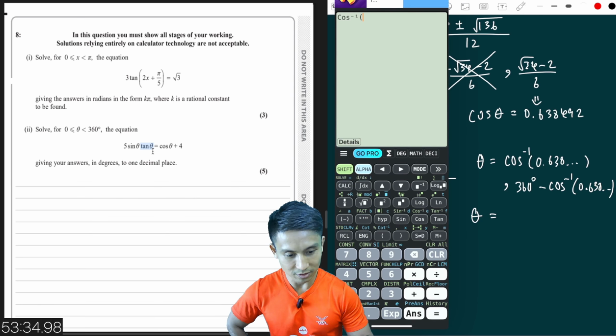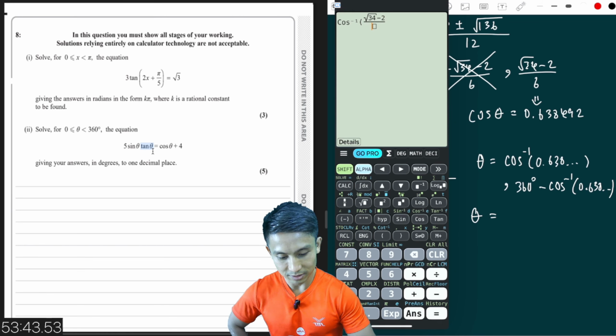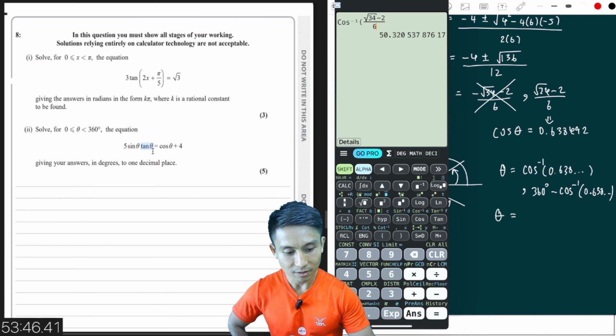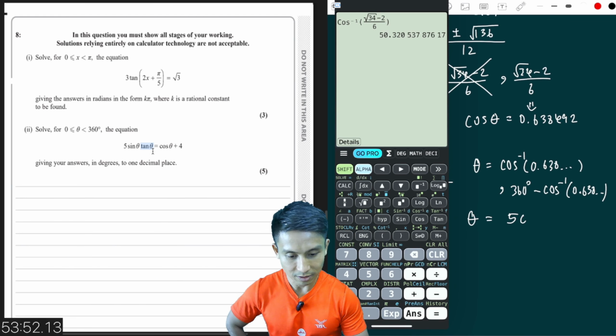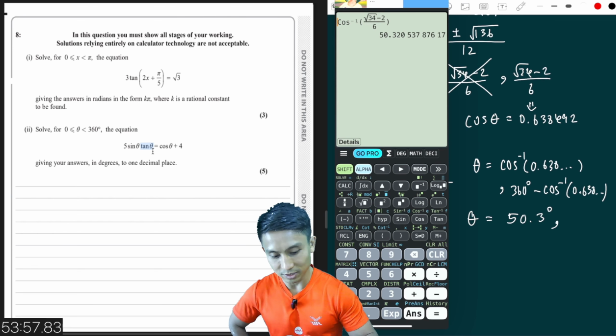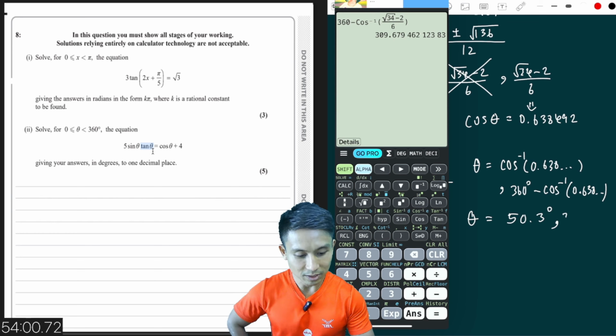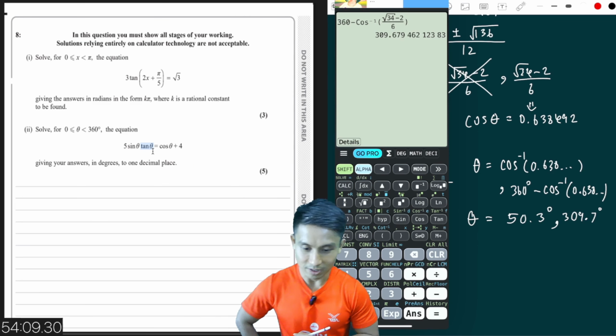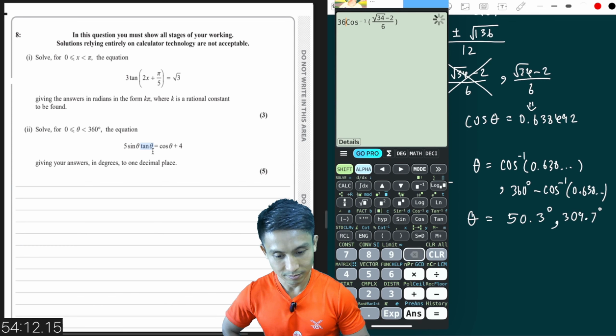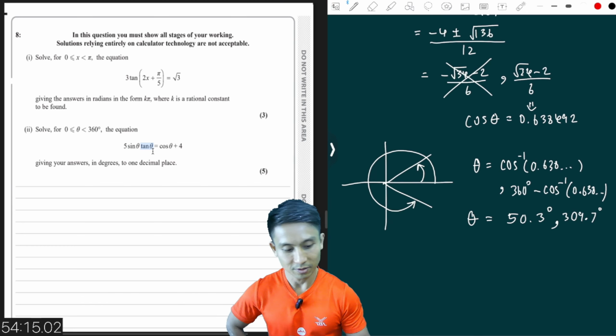Okay, so go back to the calculator mode. So arc cos of, just going to go precise here, root 34 minus 2 divided by 6, right? Okay, yep. So that's 50 point, we want 1 decimal place, so 50.3. And if I do 360 minus that, that's 309.7, 1 decimal place. Yeah, I'm just checking. Okay, so that's it.